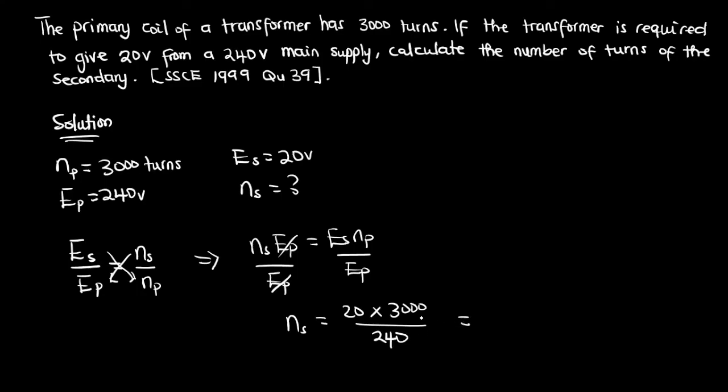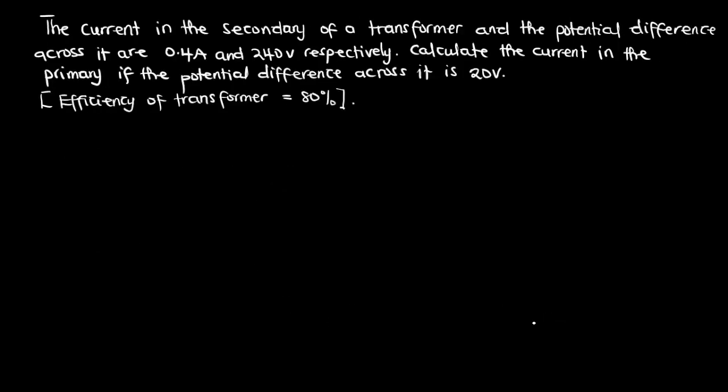Okay, so if I compute all of this into my calculator, I'm going to get 250 turns as the number of turns in the secondary coil. Are we okay? All right, so this is the solution to this particular problem. All right, so let's have a look at another example.